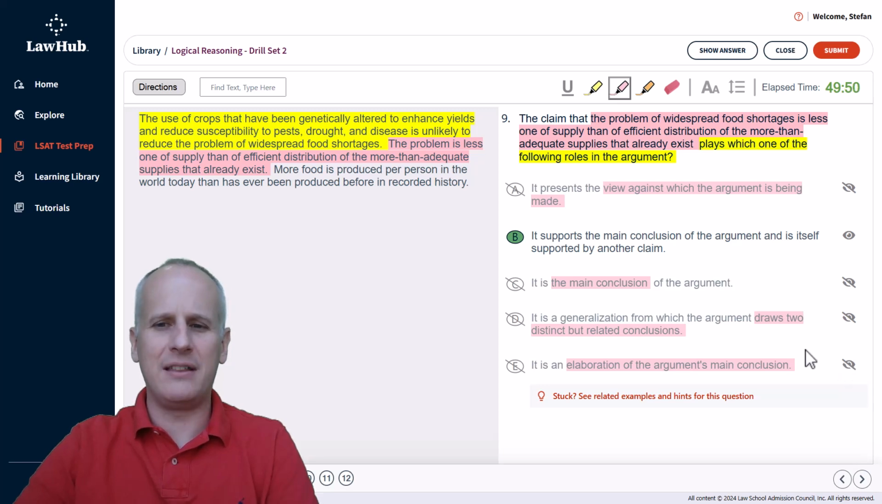Don't overthink these method of argument tasks. Instead, just effectively use the highlighting tools to identify the conclusion and identify the statement that is at issue, and you'll be much more effective and accurate in solving what is, for many people, a more complex question type in the logical reasoning section of the LSAT.